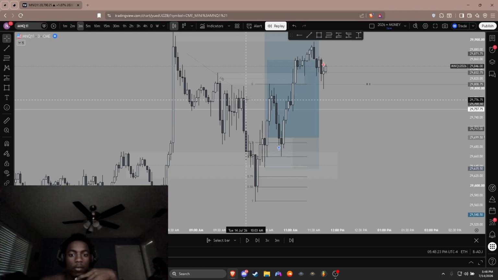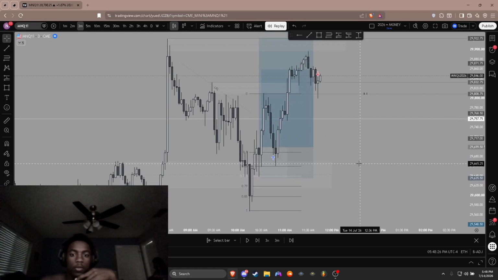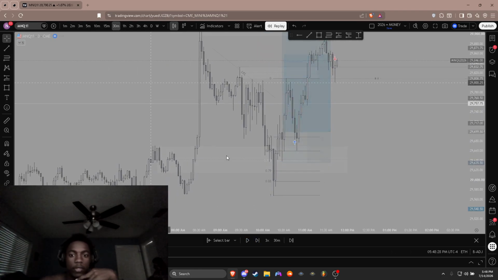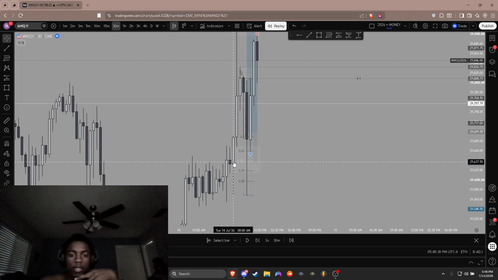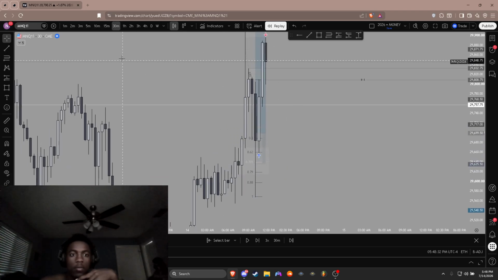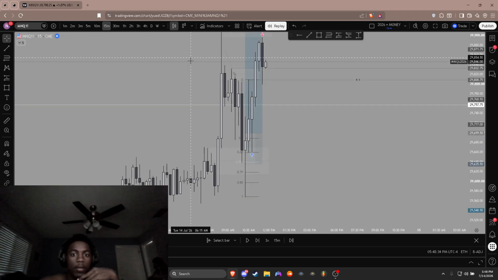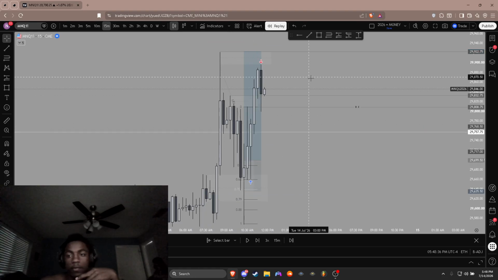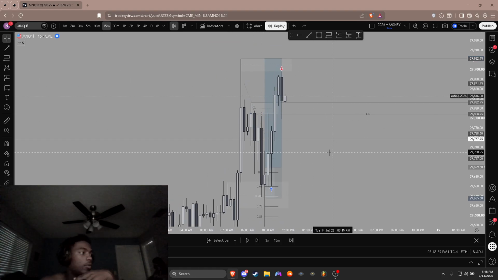So you see we have accumulation, manipulation, distribution. We were reacting off this 30 minute level, this 30 minute order block that lined up with our OTE. And we had data highs and low resistance above. And that was my AMD and OTE trade. And yeah, that's it.